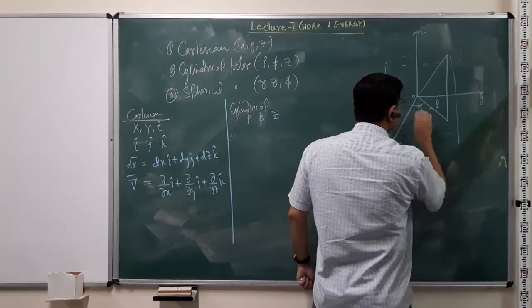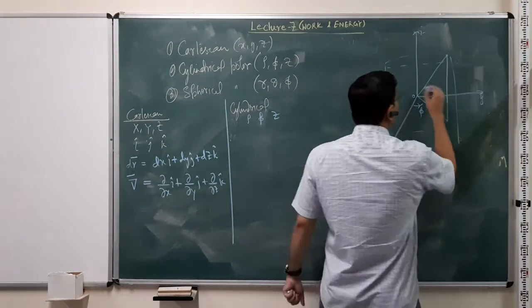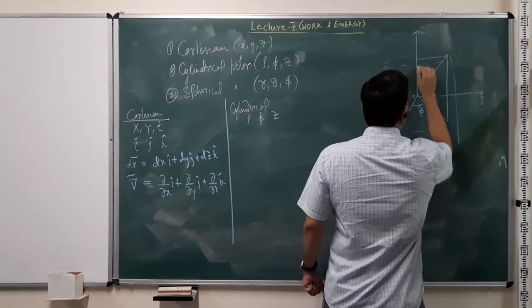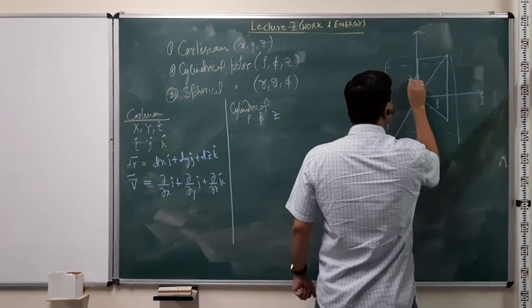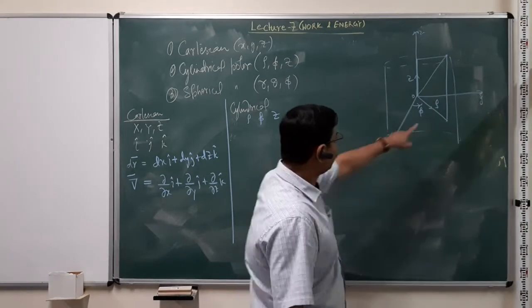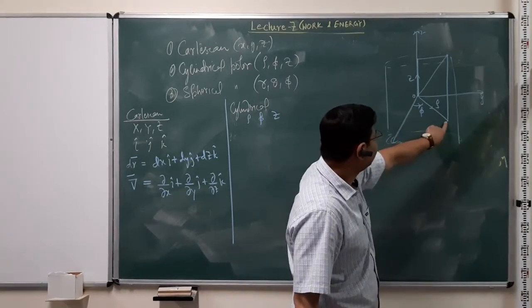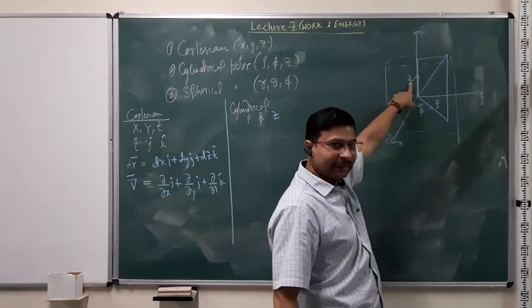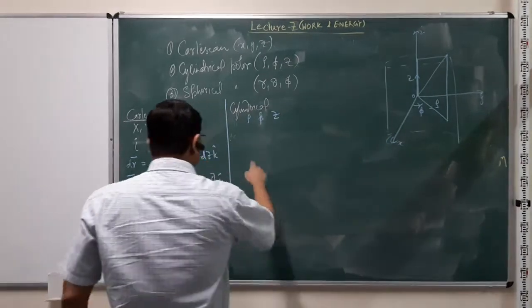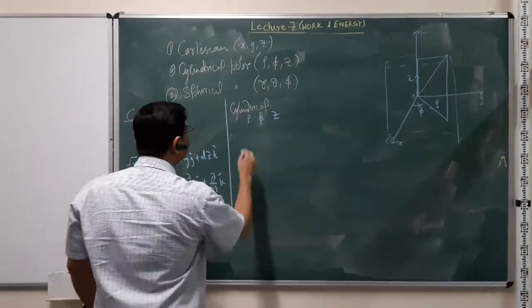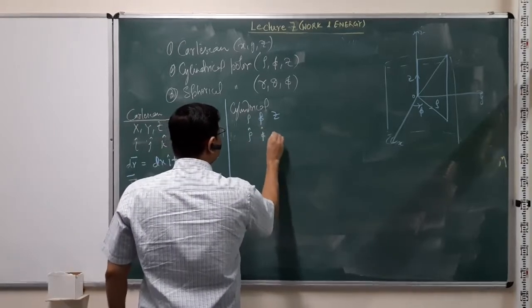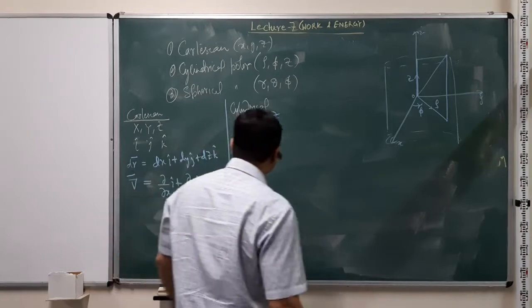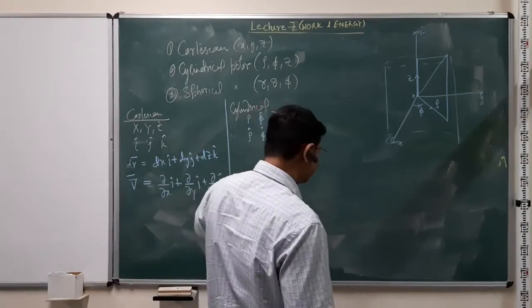This angle is phi, and this height along the z coordinate is z. So rho, phi, a point here, and the height z. Okay? So this is rho, phi, and z. We define unit vectors: rho cap, phi cap, z cap.